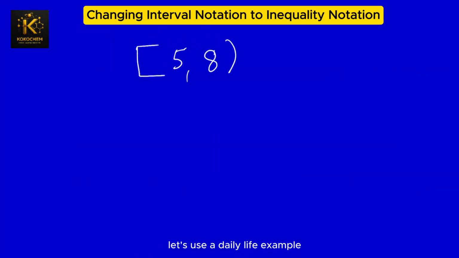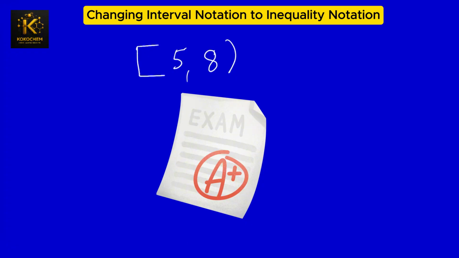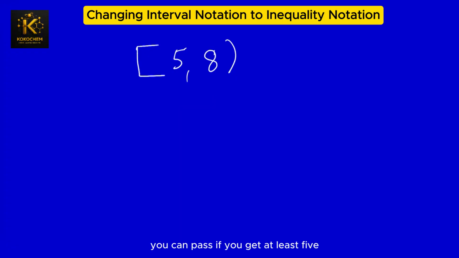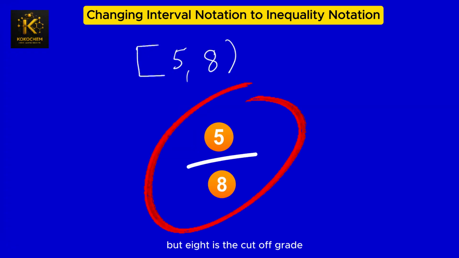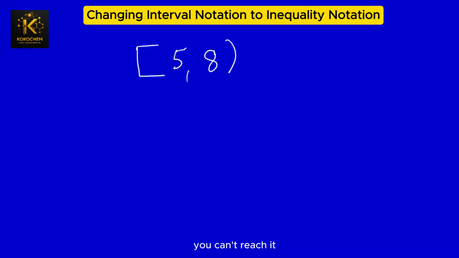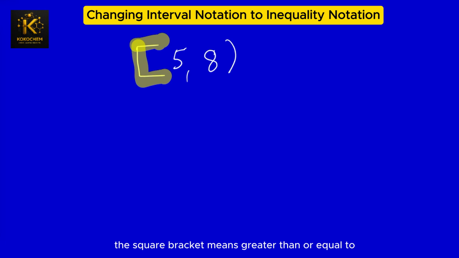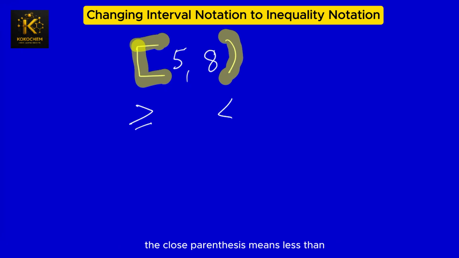Let's use a daily life example. When you see this scenario, think of it like an exam score. You can pass if you get at least 5, but 8 is the cutoff grade. You can't reach it. That's what this scenario means. The square bracket means greater than or equal to, meaning x can be 5 or x can be greater than 5. The close parenthesis means less than. That means x is less than 8, meaning x cannot be 8.